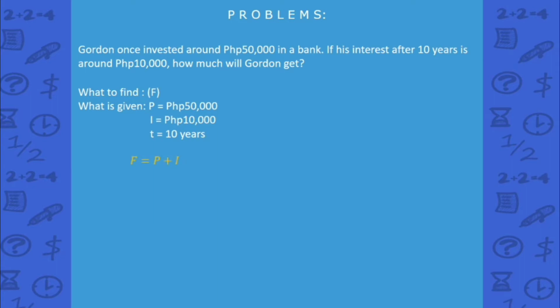You'll see why. So the formula is F equals P plus I. That's the principal amount plus the interest. Why? Because the interest is already given. We don't have to solve for it. So substitute the values. 50,000 plus 10,000, we have the total amount of 60,000 pesos. So therefore, Gordon earned around 60,000 pesos after 10 years.